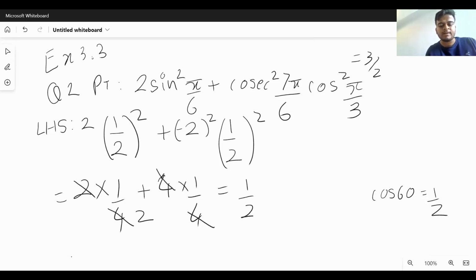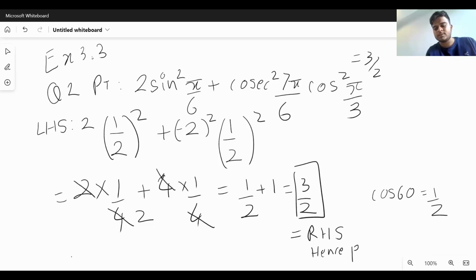Now I get 1 plus 1 half plus 1. That comes out to be 3 over 2. And this term right here is equal to RHS. Hence proved. We'll now move on to the third question.